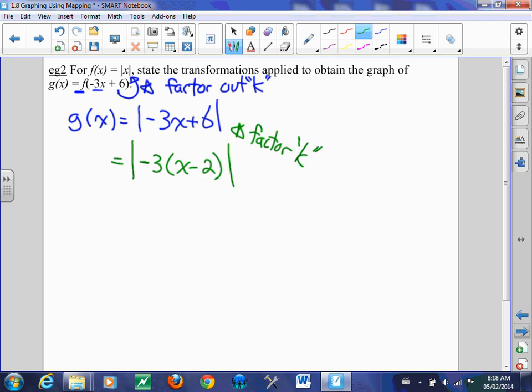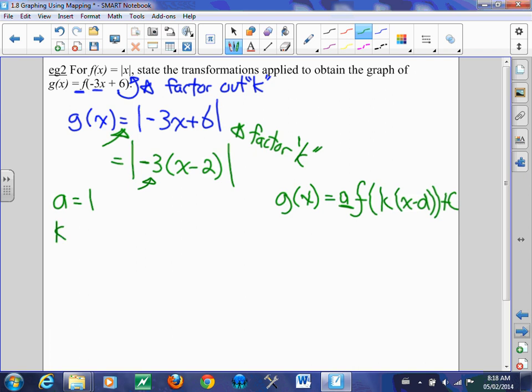All right, so in this case, ladies and gentlemen, A equals what value? It's up front, out front here. Oh, for those who forgot the formula, I'll just write it out here. So it's a times f of k times (x minus d) plus c. Okay, so A is way out front. So what's out front? A equals 1. That means there's no stretch or compression or reflection that way. Okay, then we'll deal with K. So K is right here. So K equals -3.